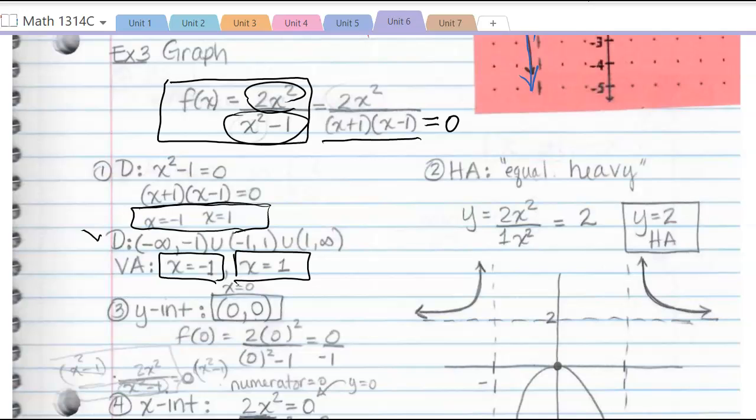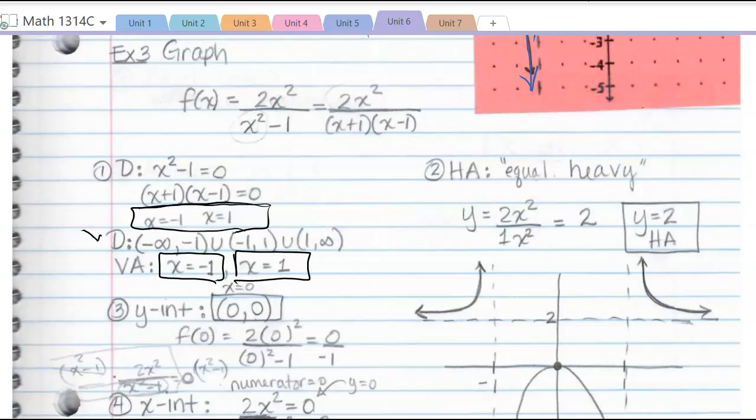To find the y-intercept, we go back and let x equal 0, and we can put 0 everywhere we see our x's. At the top we're going to have 0 and at the bottom we're going to have negative 1. That is still defined. It's just that it's equal to 0. So that means we have our y-intercept of (0, 0). When x was 0, the y value was also equal to 0.